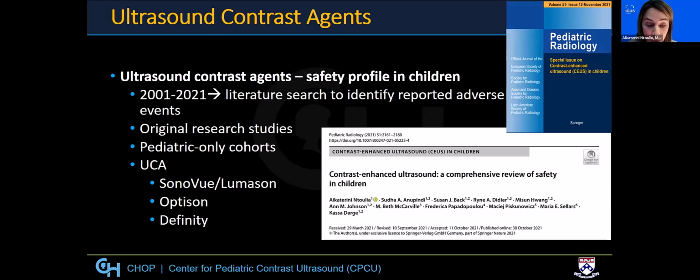In this article, in order to estimate the frequency of adverse events from the use of ultrasound contrast agents that have been reported in pediatric literature from the beginning of their marketing back in 2001 until 2021, we performed a literature review and we identified all original research studies during this 20 years post-marketing time period that were performed in pediatric-only cohorts with the use of the 3 second-generation ultrasound contrast agents, Sonoview, Lumason, Optison, and Definity.